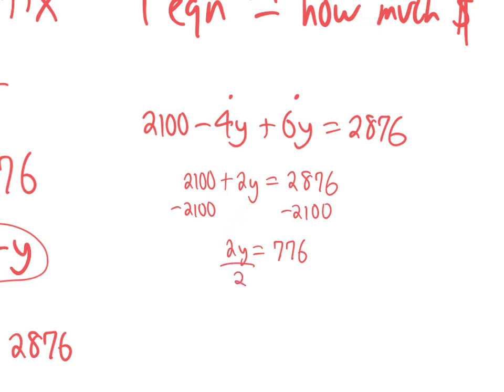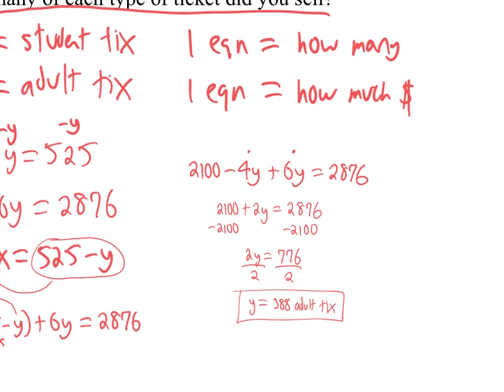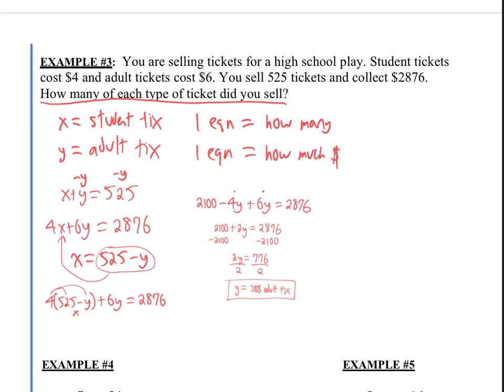Divide by 2 to get Y by itself. We're going to get Y equals 388 adult tickets. That's one of the answers. In this case, we don't really need an ordered pair because we're trying to actually solve a word problem here, okay? All right, now we need to find the student tickets.